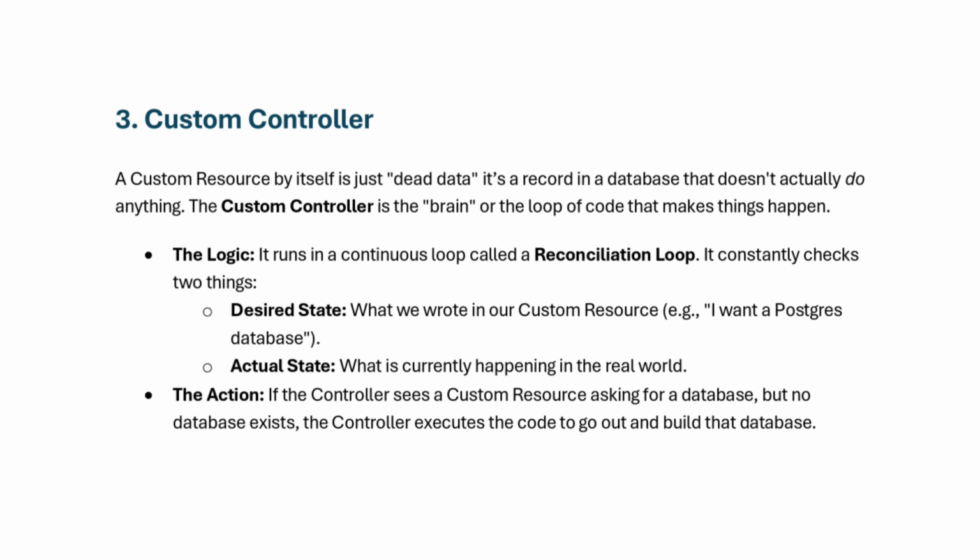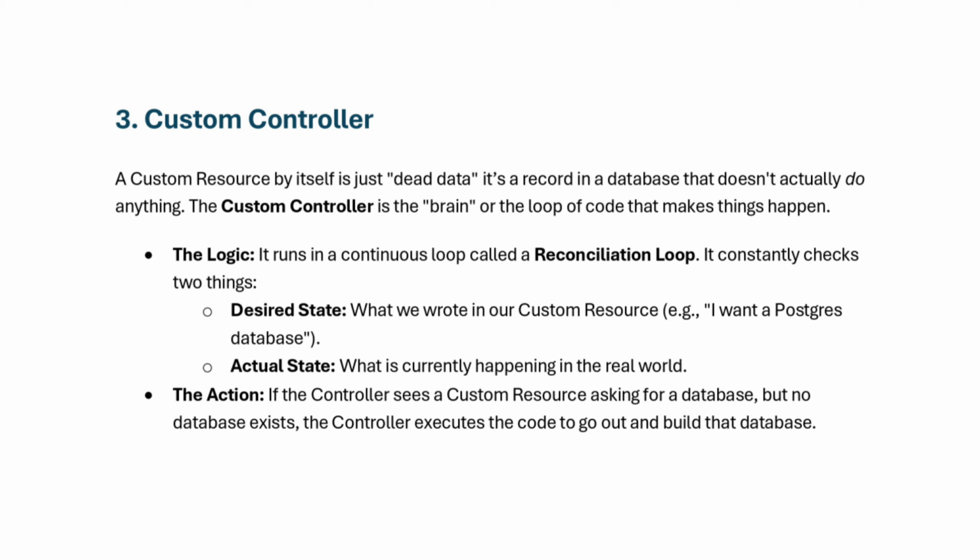Now the custom controller. A custom resource by itself is just dead data. It is a record in a database that doesn't actually do anything. The custom controller is the brain, or the loop of code, that makes things happen. The logic: it runs in a continuous loop called the reconciliation loop. It constantly checks two things: the desired state, what we wrote in our custom resource, for example, I want a Postgres database, and the actual state, what is currently happening in the real world. The action: if the controller sees a custom resource asking for a database but no database exists, the controller executes the code to go out and build the database.